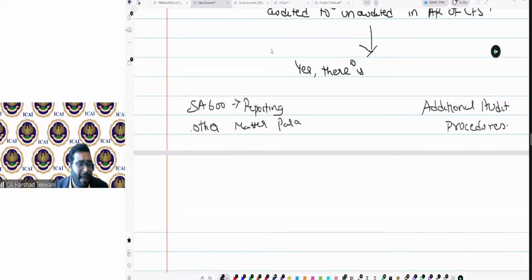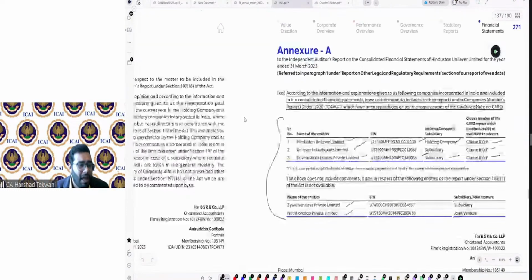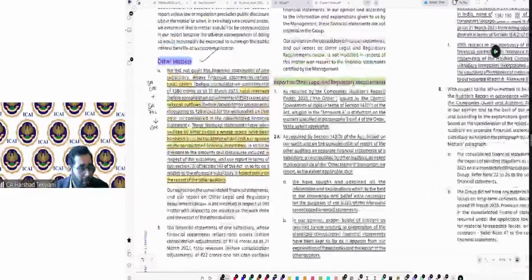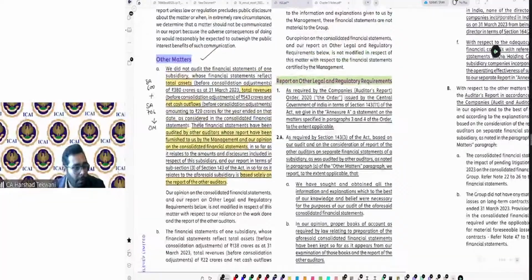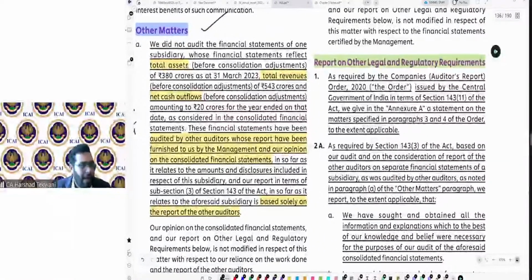Now remember, as per SA 600, sorry, my mistake, SA 600, we have to report in the other matter paragraph about the components that we have not audited. Like, remember in previous lectures also, we discussed this particular paragraph that we did not audit the financial statements of one subsidiary, which has this much revenue, assets and everything, and the audit report was provided to us. In the same way, if there is an unaudited subsidiary, we will name the unaudited subsidiary over here.